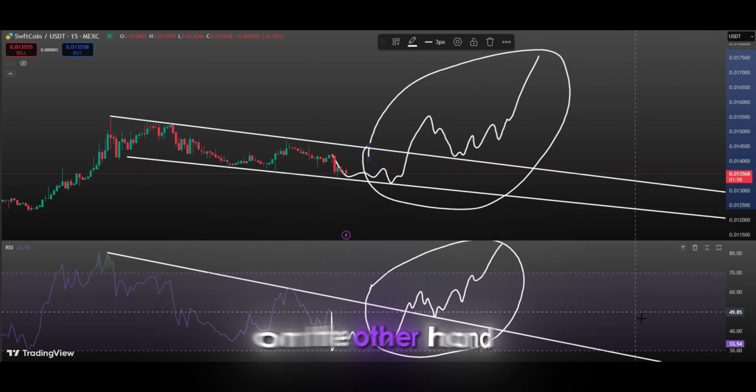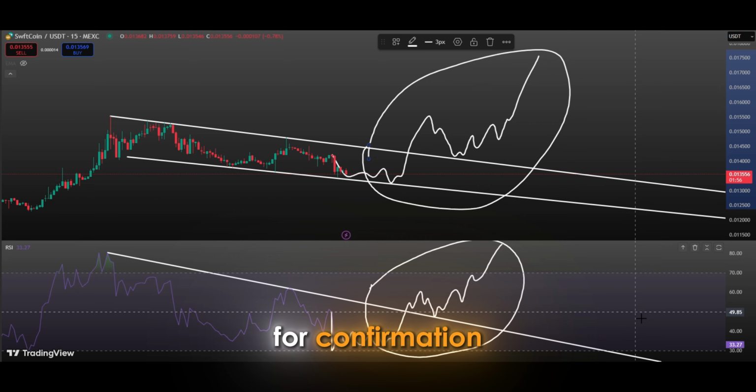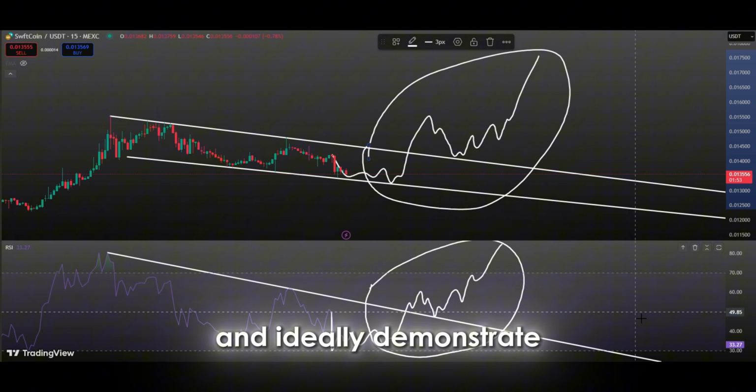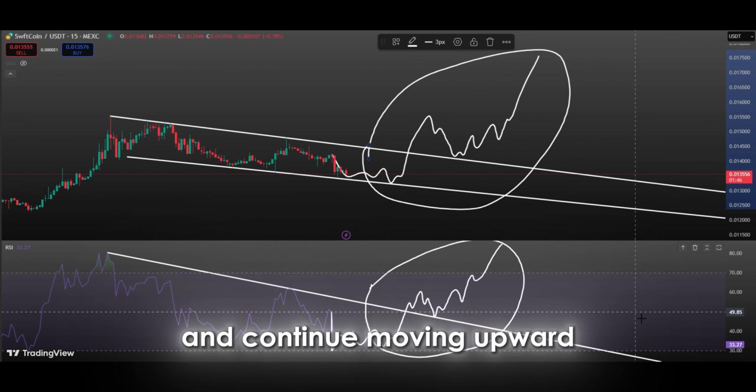On the other hand, an RSI trend breakout alone is not a sufficient signal. For confirmation, the RSI must remain above the broken trend line for a while and ideally demonstrate upward momentum. If, after breaking the trend line, RSI quickly falls back below it, this is called a fake breakout and can be misleading. Therefore, it is crucial for the RSI to stabilize after the breakout and continue moving upward.